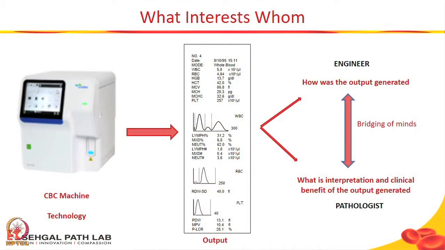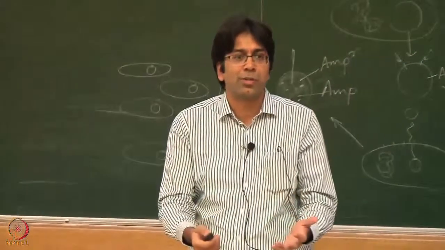For example, if you see, this is a CBC machine, okay? This is the technology. And this is the output, which is a strip coming out from a CBC machine, which tells you your hemoglobin, WBC and platelet count. And the engineer wants to know how the output is generated, how can I better it, what was used to generate this output. And I as a doctor typically want to know what the interpretation of this output is, how can I use it for the patient.